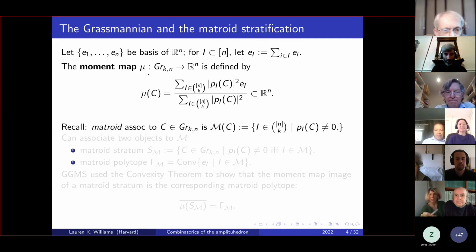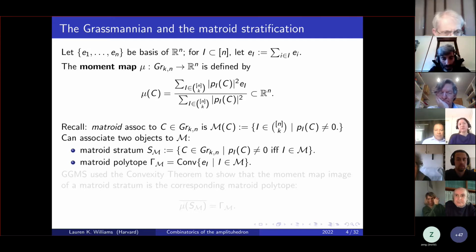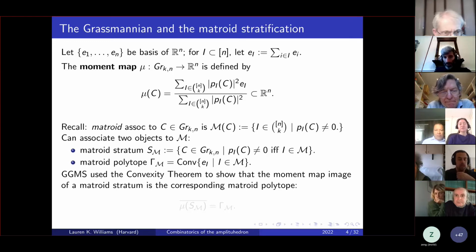Okay, so now the matroid associated to C is, let's recall, the collection of k-element subsets of 1 through n where p sub I of C is non-zero. Okay, so now given M, a collection of k-element subsets of 1 through n, we can associate 2 objects to M. We can associate the matroid stratum, so it's a subset in the Grassmannian where your Plücker coordinates are non-zero if and only if I belongs to your collection. But there's also a polytope you can associate to M, which is the convex hull of the indicator vectors e sub I, where I is in our collection. And so Gelfand, Goresky, MacPherson, and Serganova used the convexity theorem, which was proved by Atiyah, Guillemin and Sternberg, to show that the moment map image of a matroid stratum is the corresponding matroid polytope. Okay, so this is a way to map the matroid stratum in the Grassmannian to a polytope.